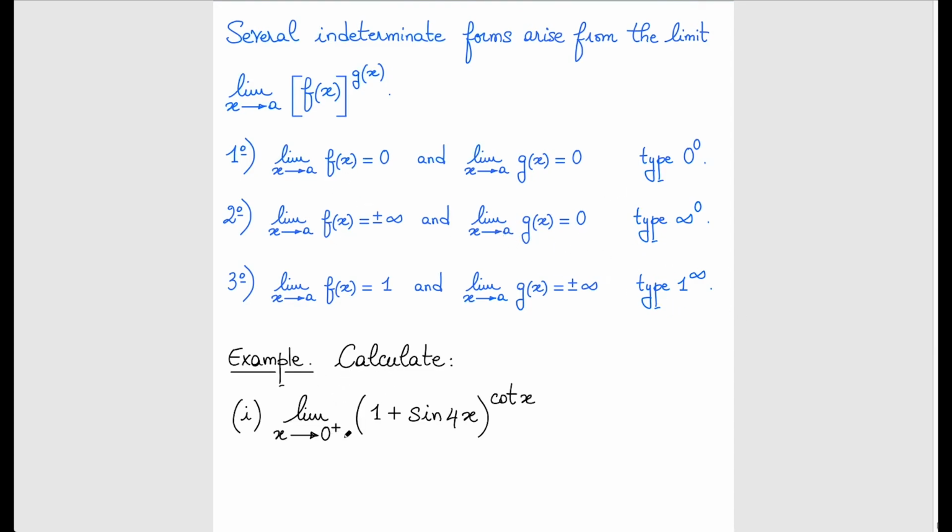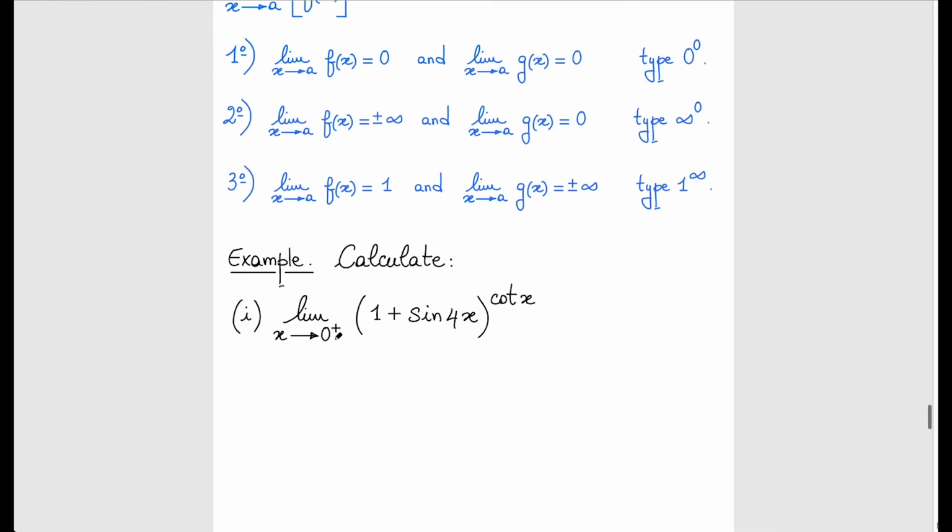Let's take a look at this example. We would like to evaluate the limit as x approaches 0 from the right of the function 1 plus sine 4x, the whole thing to the power cotangent of x. So the base approaches 1, right, as x approaches 0 from the right. Because sine is approaching 0, 1 plus sine 4x is going to approach 1.